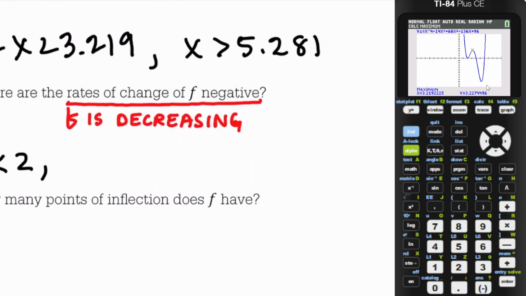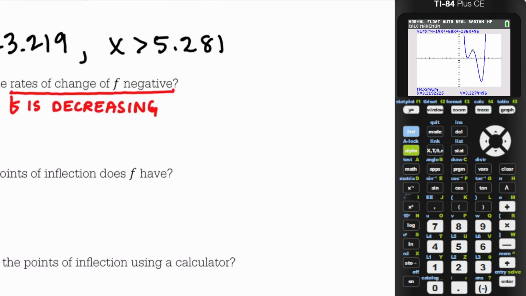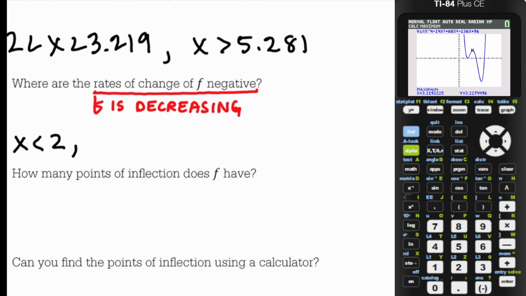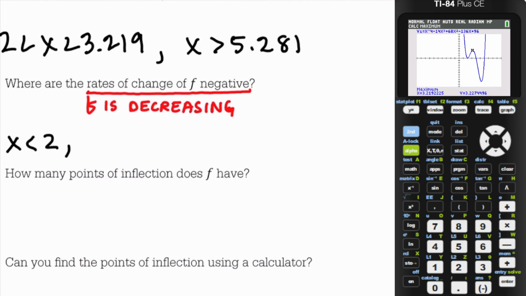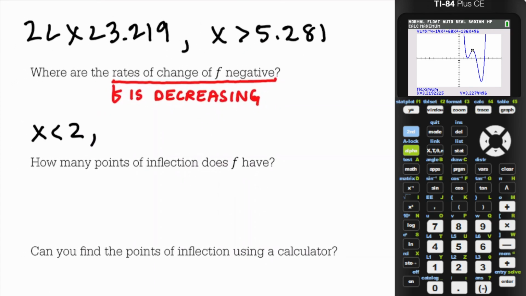Oh, whoops, I did not realize that was not visible. Oh, and it's only getting worse. Hold on just a second. I know what's going on. I need to bring this back. Yeah, there we go. Okay, so x is less than 2, and also x is between that 3.219 and 5.281.